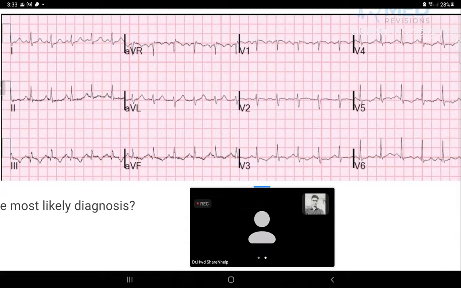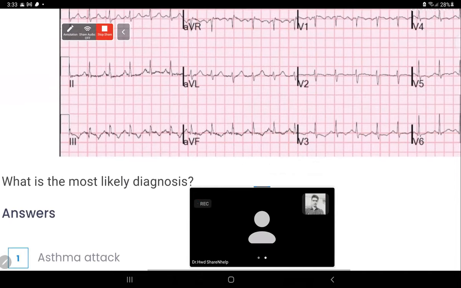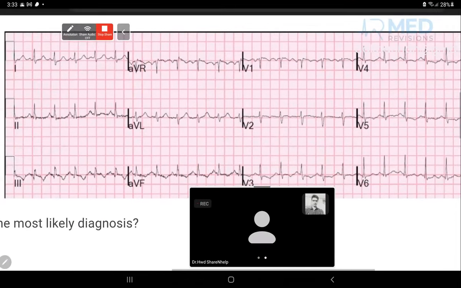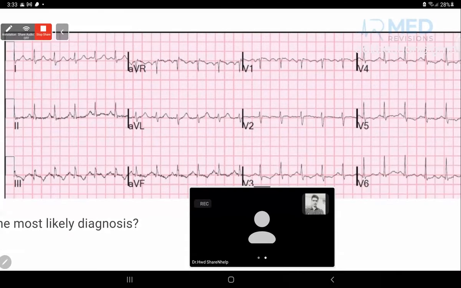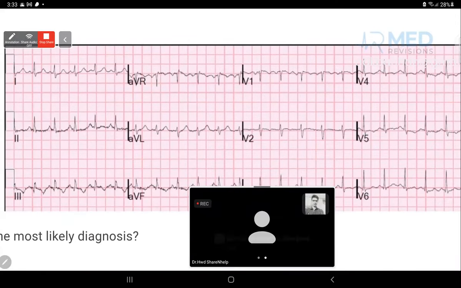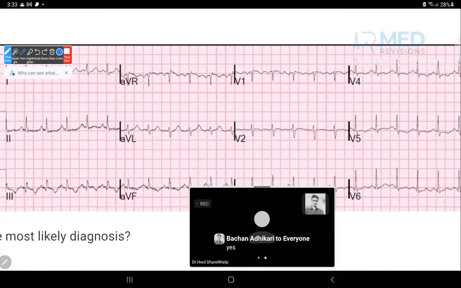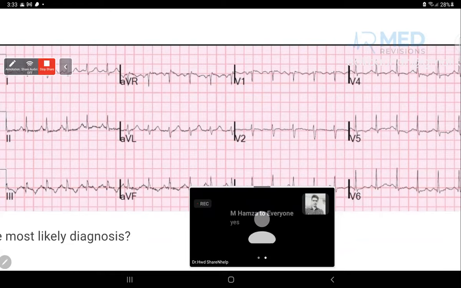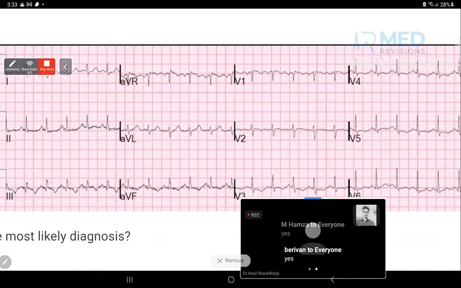Can you guys see a P wave in this question? In this ECG, is this ECG visible? Do you guys see a P wave at all anywhere? Anyone can locate a P wave here? Where is the P wave?